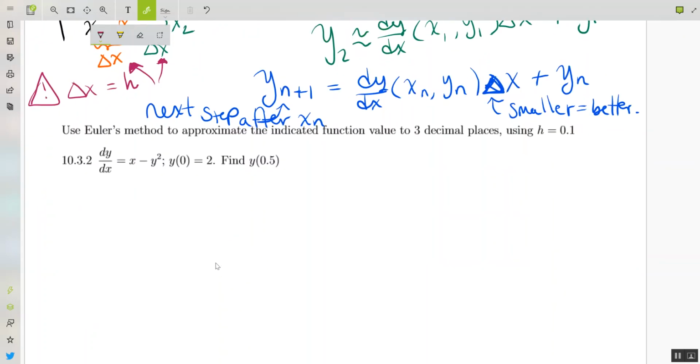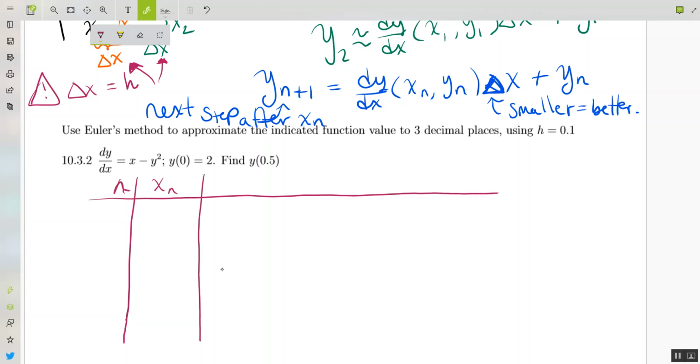So when I'm doing these, I like to do it as a table. So we're going to use Euler's method to approximate the indicated function value to 3 decimal places using h equals 0.01. And this is a very similar example to the one I just did. So I'm just making y squared. We're going to start at y of 0 equals 2, and we're going to find y of 0.05. So I'm going to set this up with just my n's and my x's first. So these are my xn's. And then we're going to figure out what the y-n's are going to be. So when I start, x0, the first step, xn is 0. And then the y for that's going to be 2.